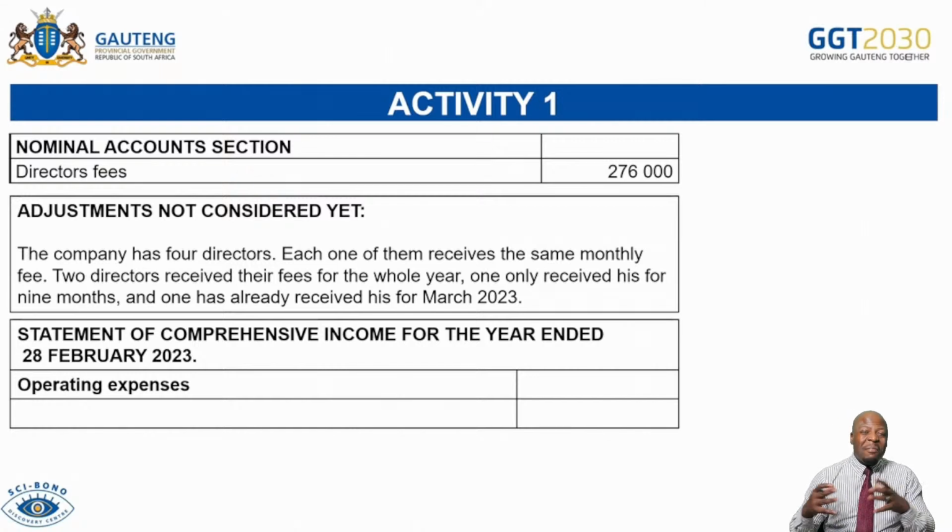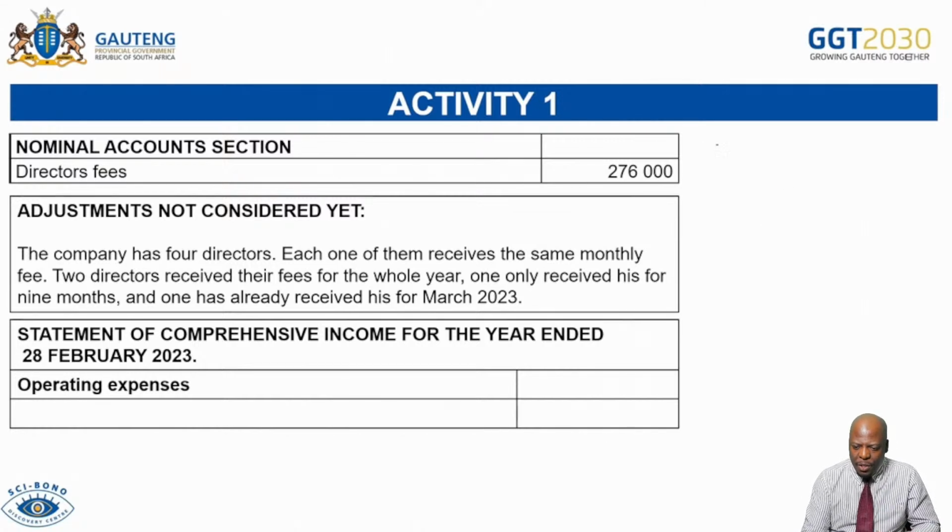Directors. This is a very common adjustment. Okay, I'm sure if you've written your control test, you must have found an adjustment like this. If you have not, definitely you might find it. So it is very important that you work around these directors' fees adjustments. It says the company has 4 directors.